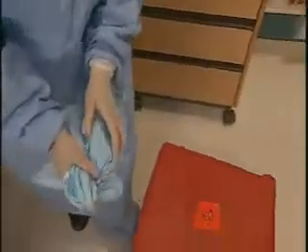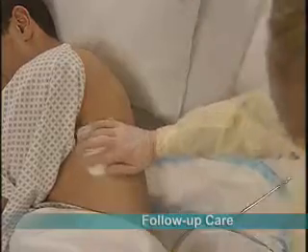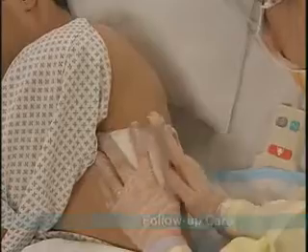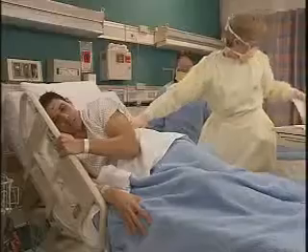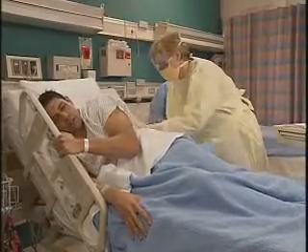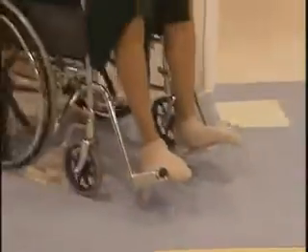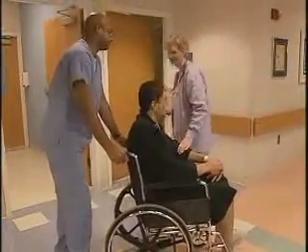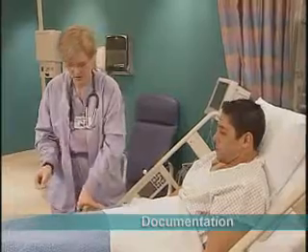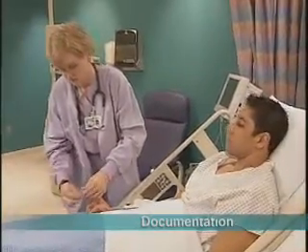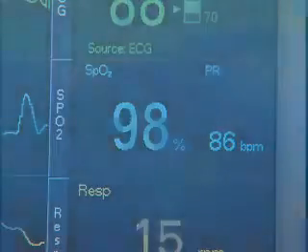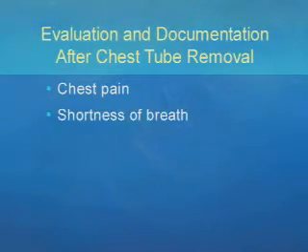As soon as the physician withdraws the chest tube, cover the insertion site with petrolatum gauze and 4x4 gauze dressings. Secure the dressings with surgical tape and provide other follow-up care. For example, send the patient for a chest X-ray to confirm that the pneumothorax hasn't recurred. Continue to monitor the patient for signs of recurrence of the pneumothorax and evaluate and document his condition. Be sure to ask about chest pain and shortness of breath.